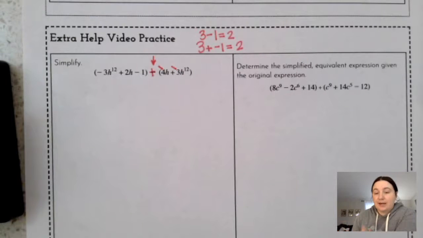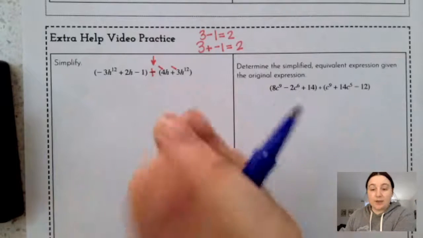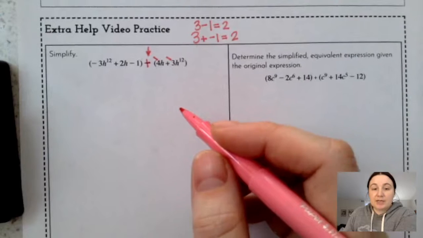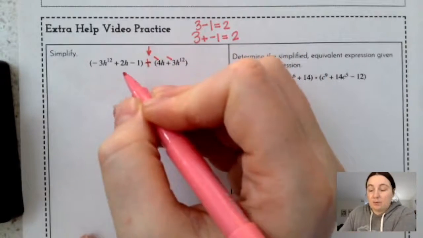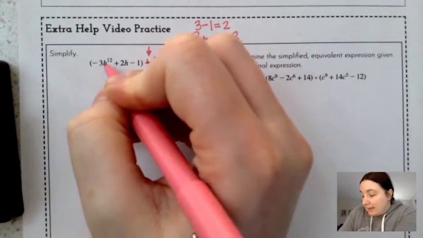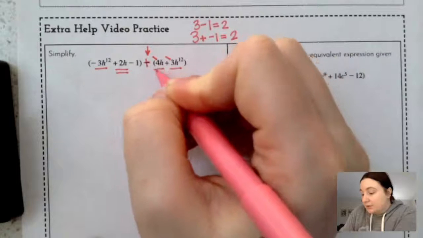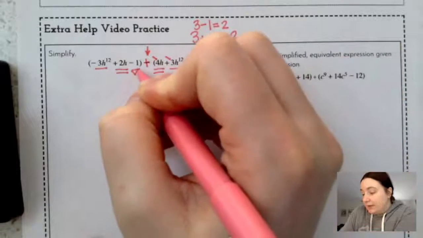Once I do that added first step, then this process starting now is exactly the same as addition. So these are going to be the exact same type of steps. What we're doing is really just finding our like terms and adding them together. Like terms have the same variable, same exponent. So I see I have an h to the 12th and an h to the 12th, a plain h, and then a constant.